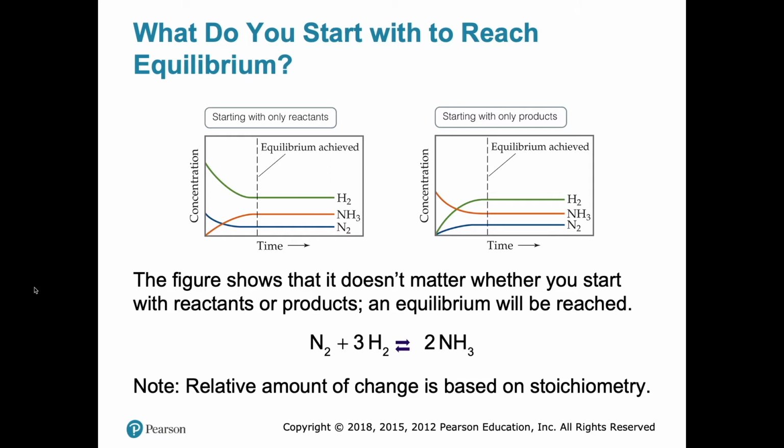But notice that as time goes by, the concentration of hydrogen goes down, which makes sense because the hydrogen is doing what? It's getting used up by being combined with the nitrogen gas. And so the nitrogen concentration is going down too, to the point where it reaches a constant concentration. And at the same time, ammonia is being made, and the concentration of ammonia is going up, all the way to the point where it is constant.